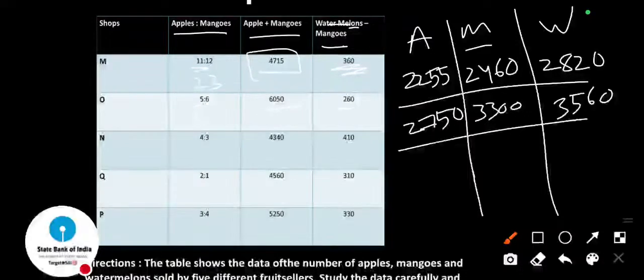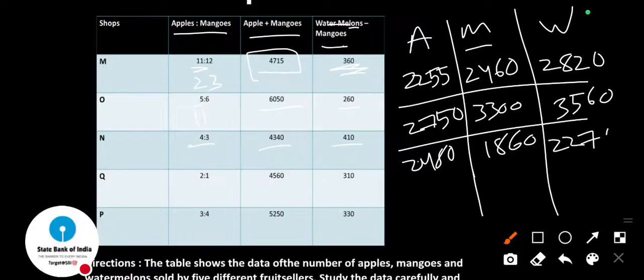So in a similar way we calculate the remaining also. Here 4340 is the 7 parts. 4340 divided by 7, we get the value of 620. 620 into 4 is 2480, so 2480, and 3 into 620 is 1860. Next one, 1860 plus 410, we get 2270.